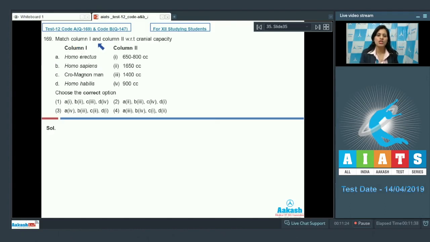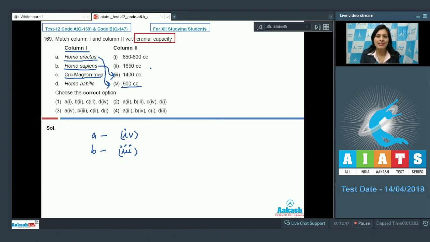Question number 169. Match column 1 and column 2 with respect to cranial capacity. And the very first option in column 1 is Homo erectus. And the fossil studies of Homo erectus suggests their cranial capacity as 900 cc. So A goes with 4. A in column 1 goes with 4th option in column 2. The next option is Homo sapiens, and their cranial capacity was suggested to be 1400 cc. So B in column 1 goes with 3rd option in column 2. Next is Cro-Magnon Man, and the fossils of Cro-Magnon Man suggest high cranial capacity up to 1650 cc. So C in column 1 goes with 2nd option in column 2.